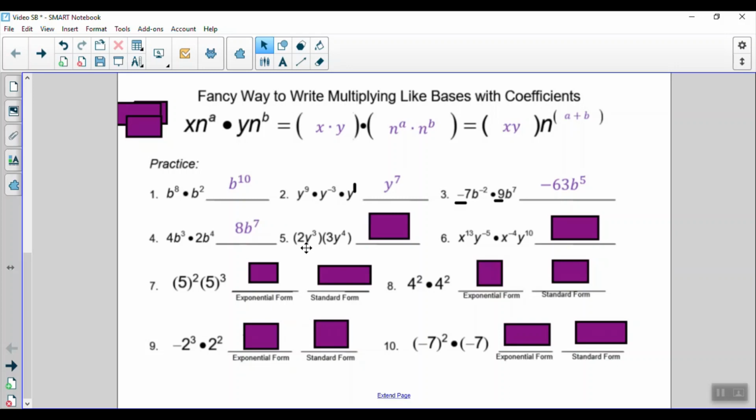Here we have 2y to the 3rd, 3y to the 4th. Multiply our coefficients. 2 times 3 is 6. Add our exponents. 3 plus 4 is 7.